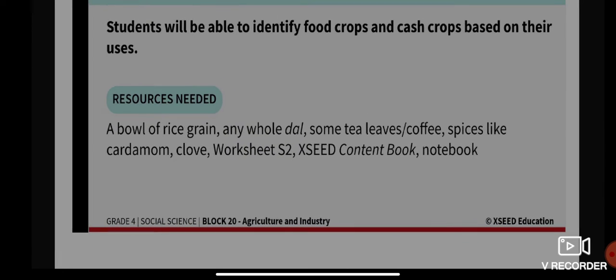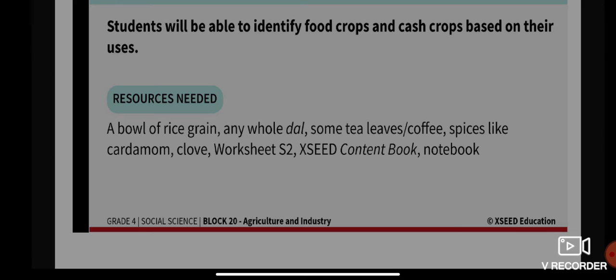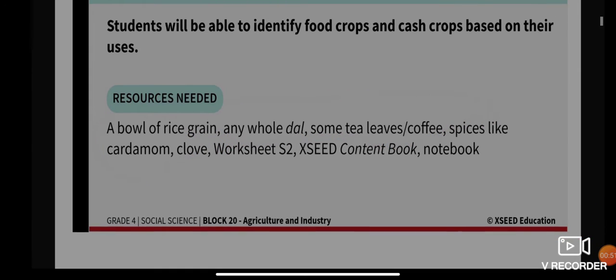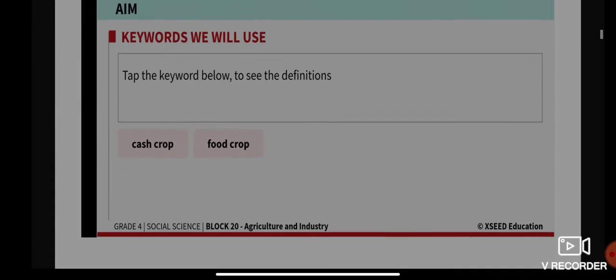So the resources needed are a bowl of rice grain, any whole dal, some tea leaf, coffee, spices like cardamom, clove, worksheet S2, your content book, and your notebook. For these resources, I'll be presenting to you in a slide, so please observe the picture as well. Now the keywords for today are cash crop and food crop.